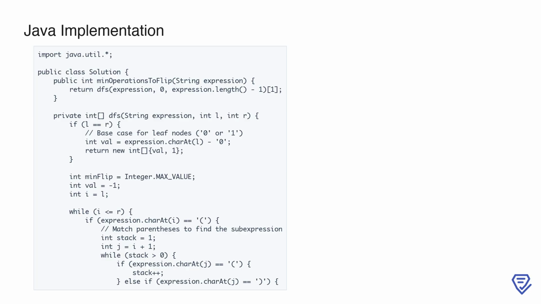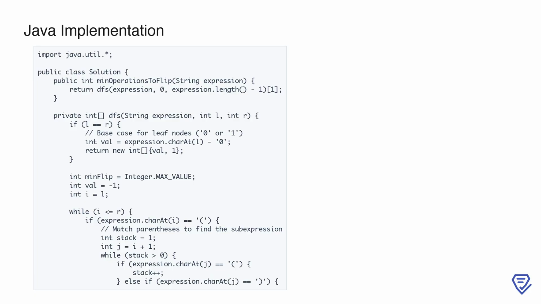Here, we begin the implementation in Java for the problem. The main function, min_operations_to_flip, takes the input expression as a string and leverages a helper function DFS to compute the result. The DFS function is designed to operate recursively, processing the expression between the given indices L and R. If the current portion of the expression is a single character, such as 0 or 1, it represents the base case. In this situation, we calculate the integer value of the character, which directly corresponds to its value in the Boolean evaluation. Along with this value, we also return a flip count of 1, indicating that flipping the value is always possible with one operation.